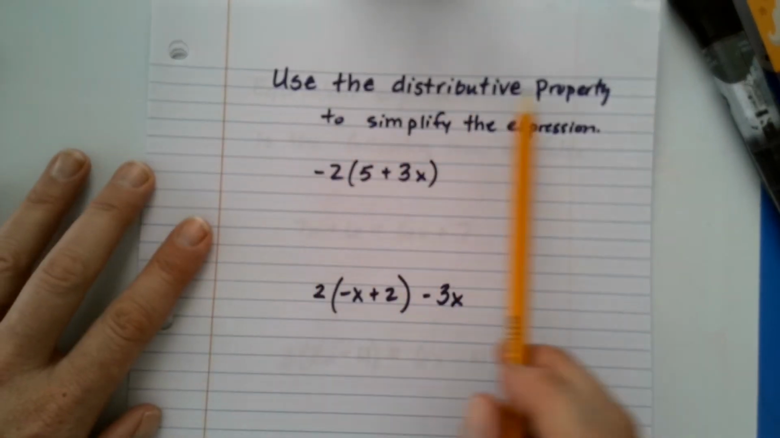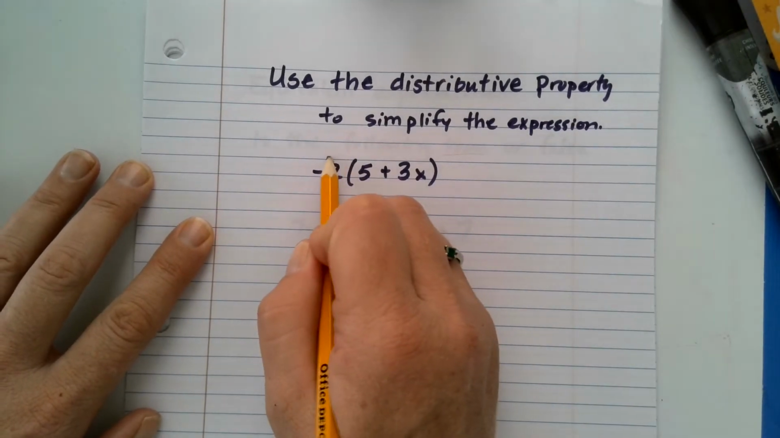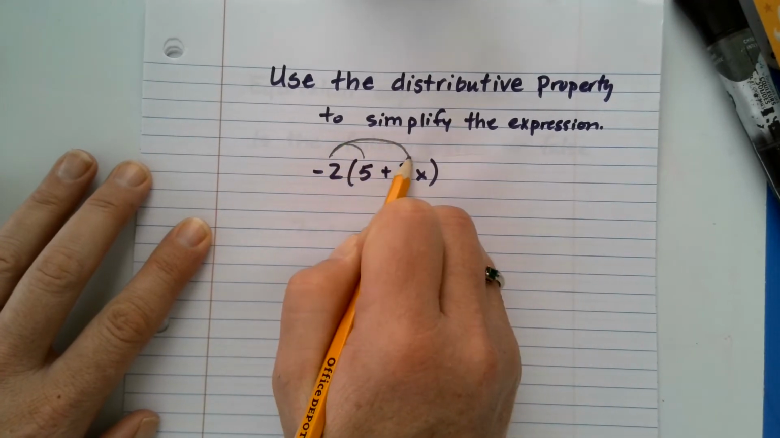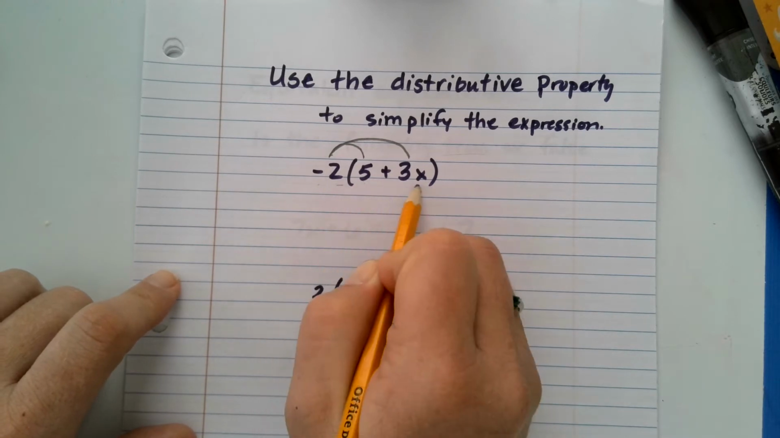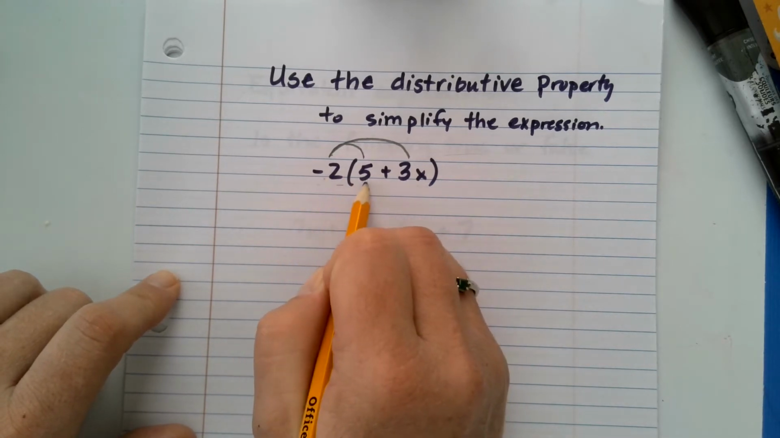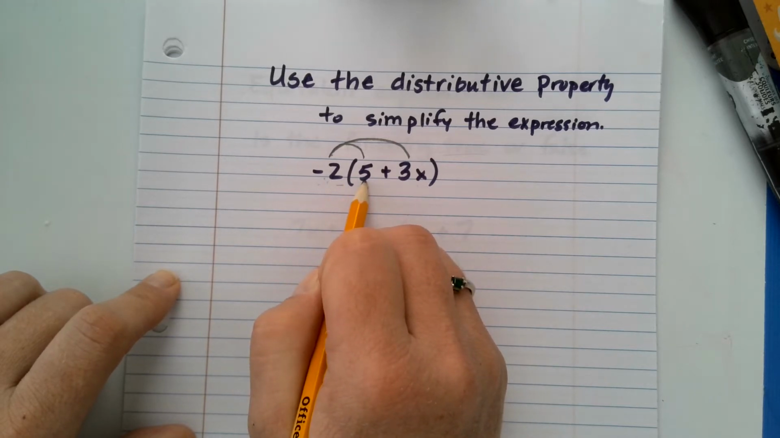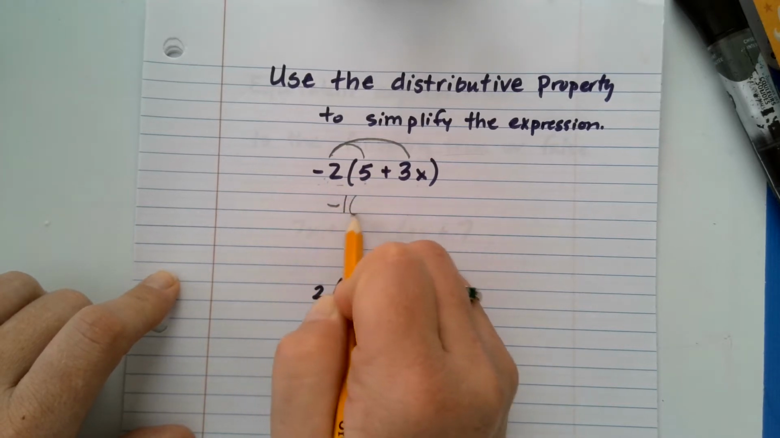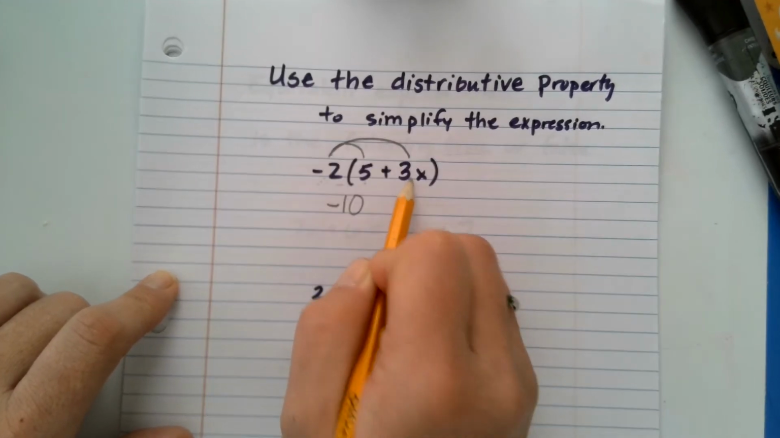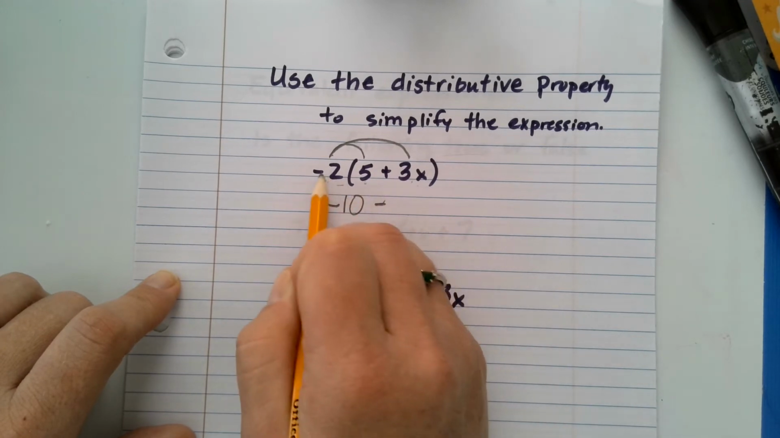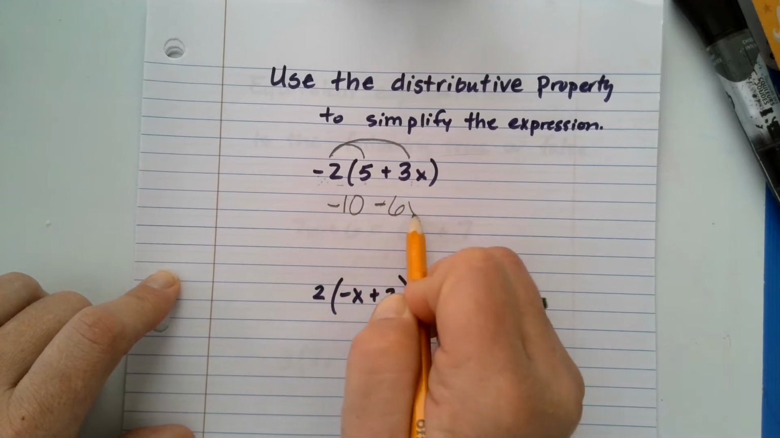Next directions are to use the distributive property to simplify the expression. So the distributive property is the one where we draw these arrows. Remember that? And we multiply whatever is outside the parentheses by each term inside the parentheses. So negative 2 times 5. We have a negative times a positive. Our answer is going to come out negative, and it will be a negative 10. Negative 2 times 3x. So our answer will be negative because a negative times a positive gives us a negative, and it will be a negative 6x.